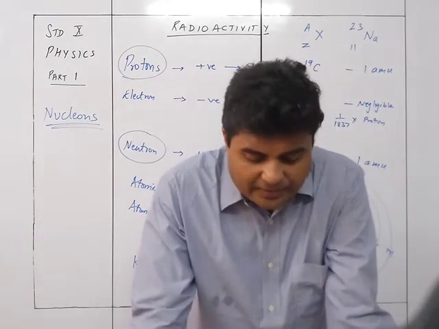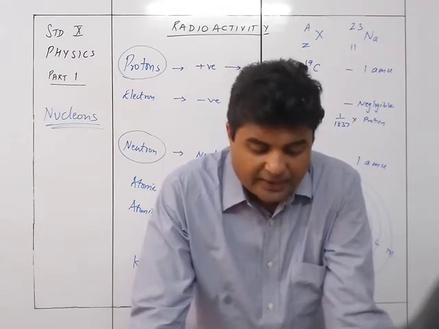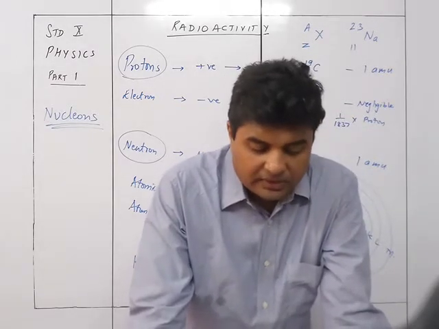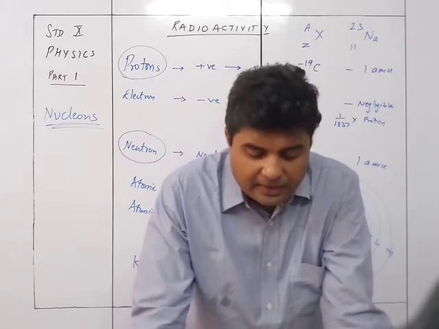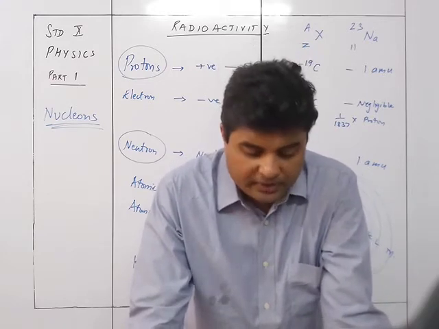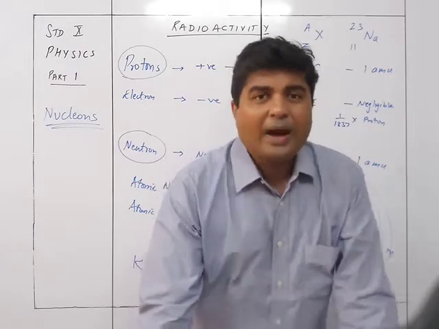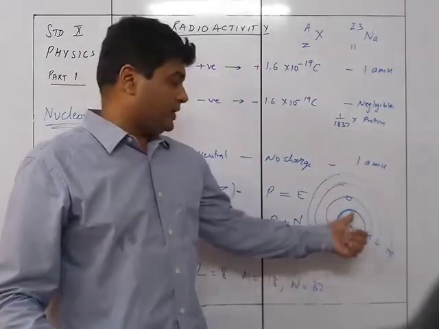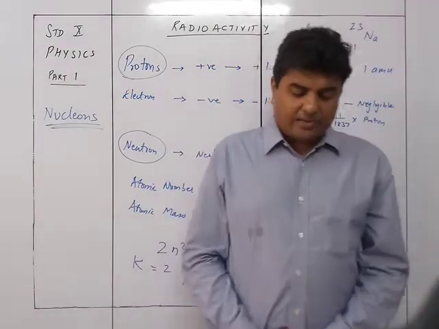The lightest atom is hydrogen, whose mass number A is 1, and the atomic number Z is also 1. It is represented as 1H1, and it has one proton in the nucleus and one electron in the orbit, in the K shell as shown in the figure. So there is one proton in the nucleus over here, and in the K shell there is one electron, as given in the diagram.